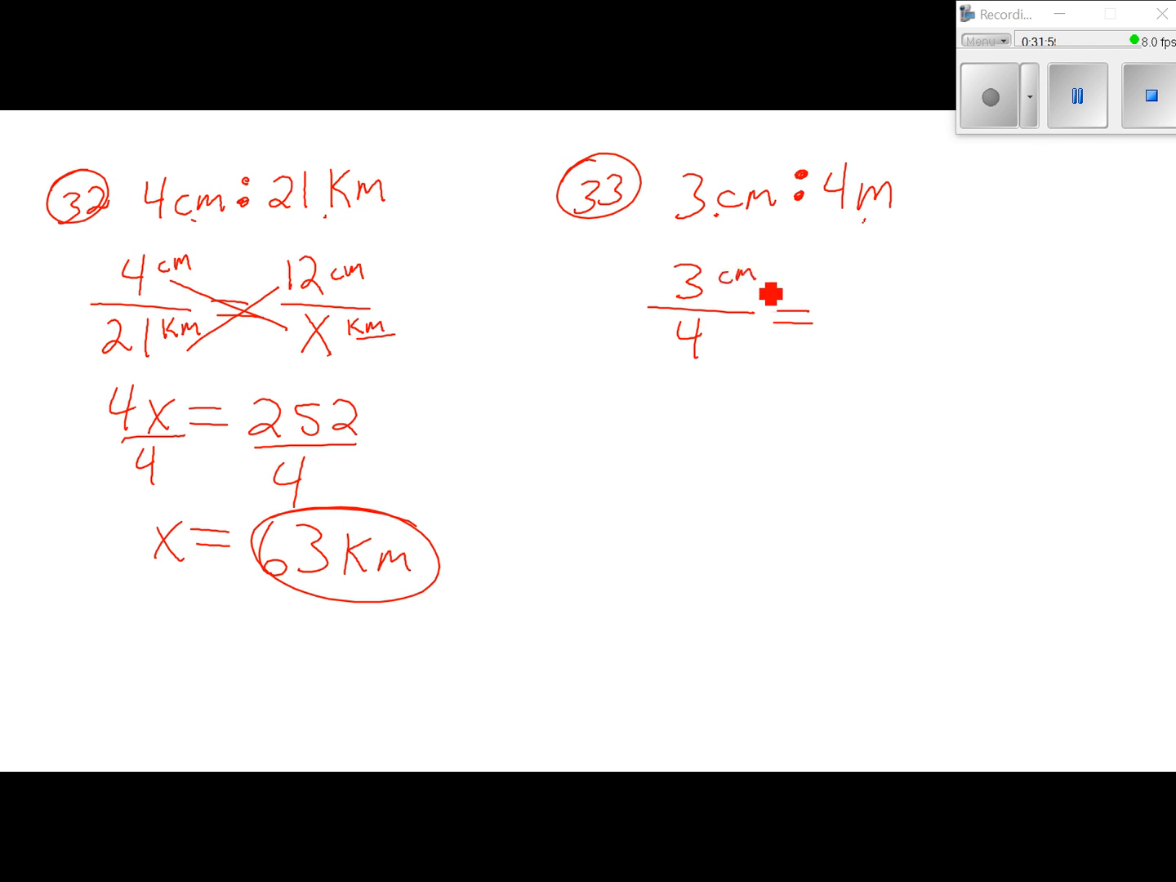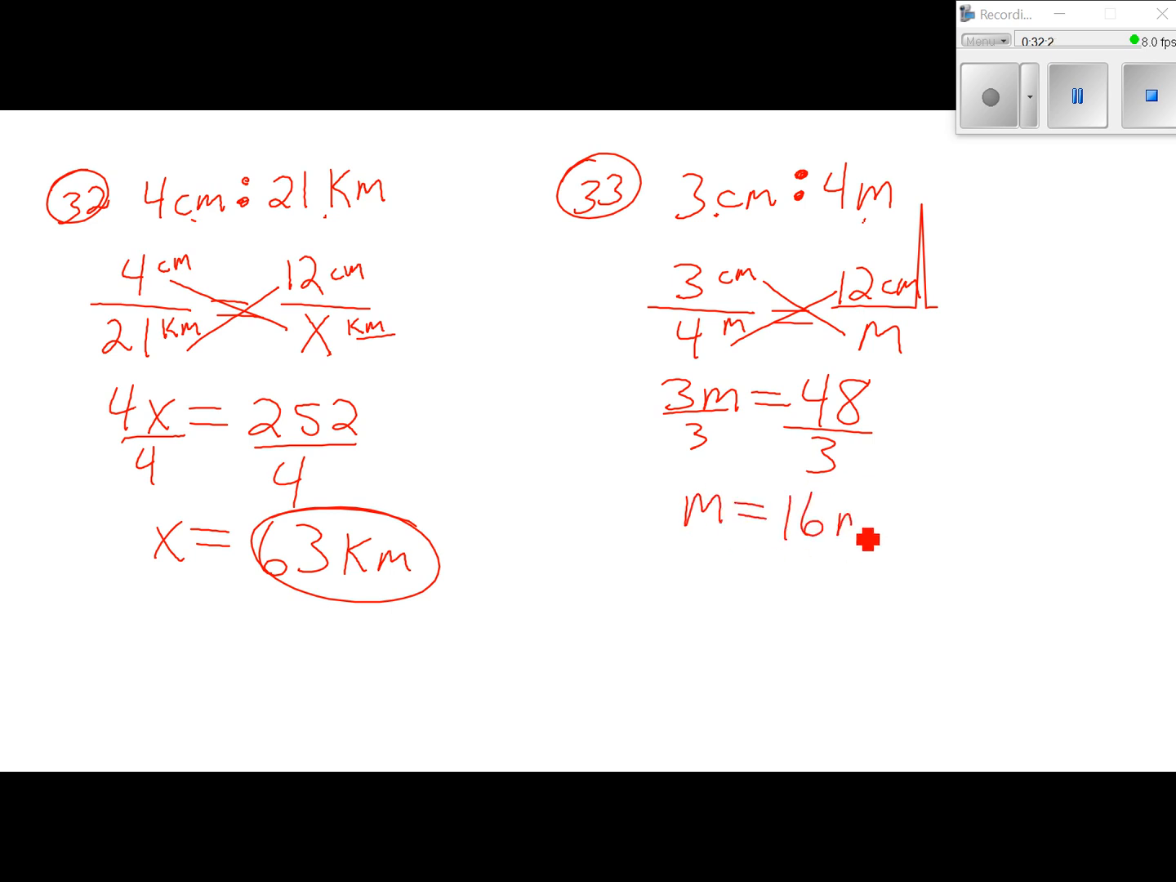So we got 3 compares to 4, and they said that the model was 12 centimeters wide. So centimeters is here, this is meters. So the 12 centimeters has to go on top over here, and the meters we don't know, so I'm just going to make it m. We cross multiply, we get 3m equals 48. Divide by 3, divide by 3, and you get that the house is about 16 meters wide.